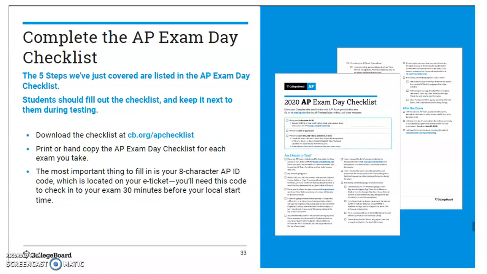So the 5 steps we've just covered over the course of this video are listed in the AP exam day checklist. And again, I'm emailing that directly to you. You should fill out the checklist and you should keep it with you during testing. Okay, you're going to want to print or hand copy the AP exam checklist for each exam you take. The most important thing is to go ahead and fill in your 8-character AP ID code, which is located on your e-ticket. You'll need this code to check into your exam 30 minutes before the local start time for the exam, and those local start times are in video 1.